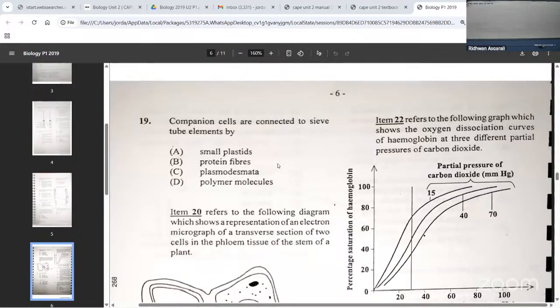Right, so 19 is Emily. Yeah, right? So companion cells are connected to sieve tube elements by, which one of these connect the companion cell to sieve tube elements? C, plasmodesmata, that's correct. Right, so 19 would be C.